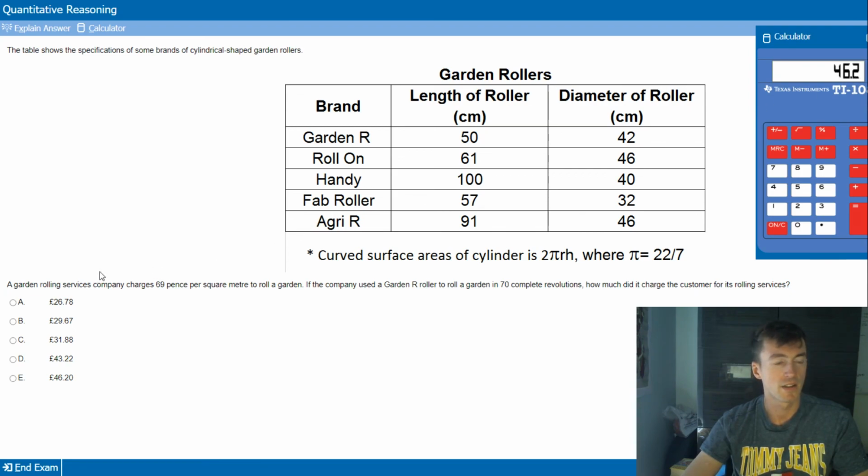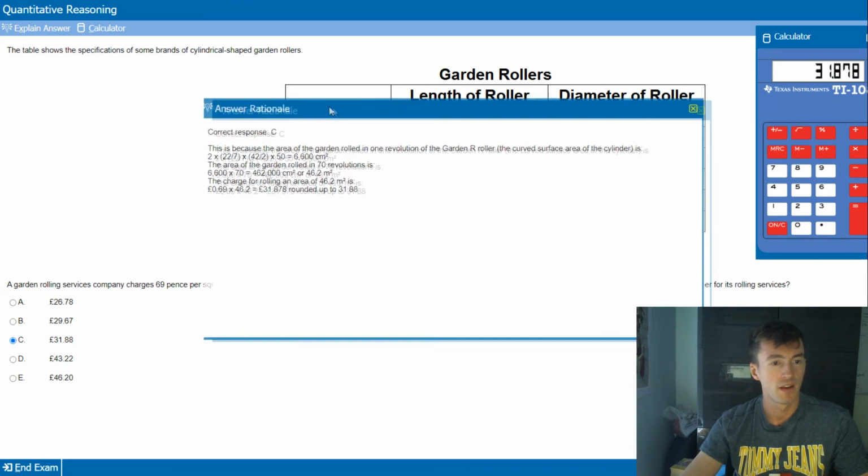And let's carry on with the question now. The garden roller service company charges 69p per square meter, so let's times this by 69p. That gives you £31.87, and then this 8 here at the end, so we have to round up. So £31 and then 88p should be the answer. Okay, so there we go.